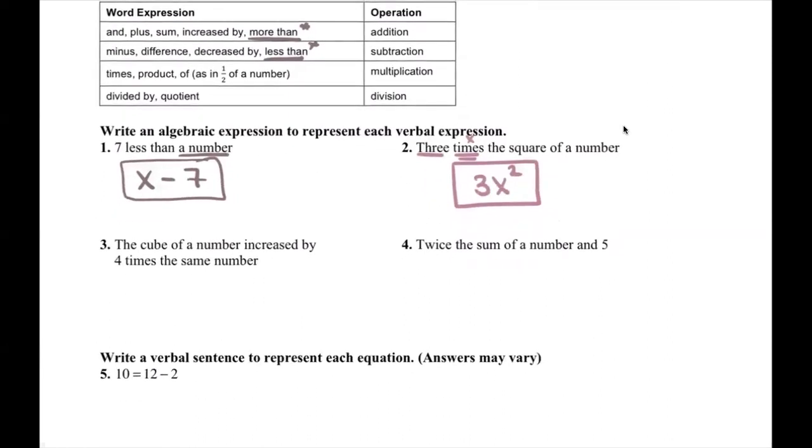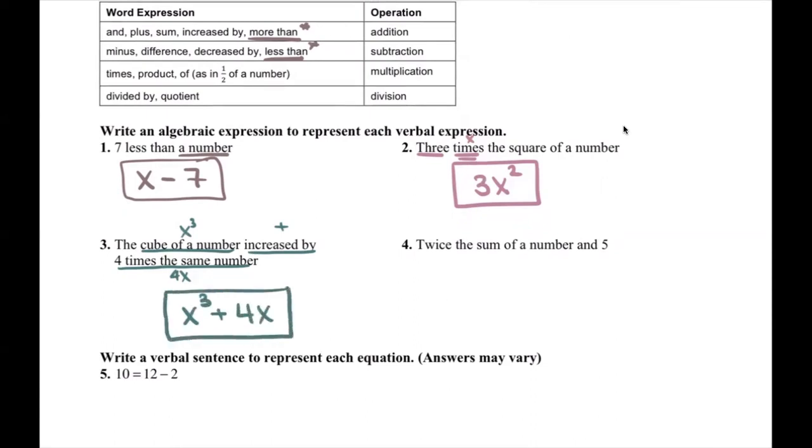All right, next one. The cube of a number increased by 4 times the same number. The cube of a number is going to be x cubed, increased by, plus 4 times the same number, x. Putting that together, I get x cubed plus 4x. If it helps you translate up here, 3 times the square of a number, etc., definitely use that as a strategy. You don't have to, but if it helps, go for it.